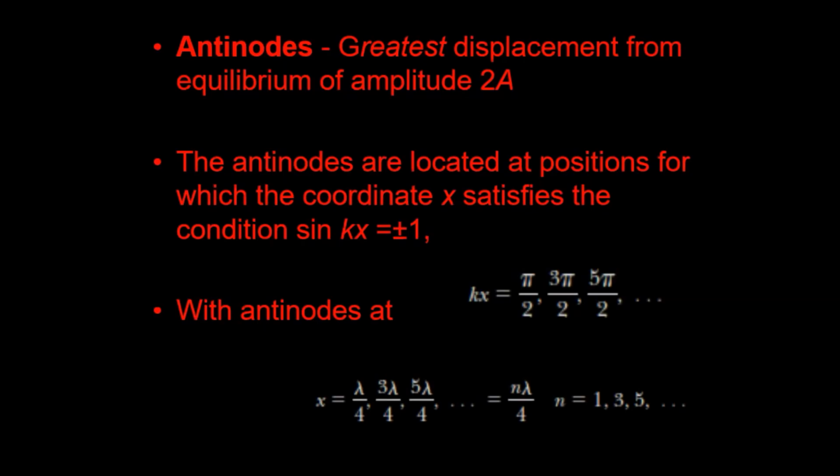The antinodes, these are the points of the greatest displacement from the equilibrium, here in the case of an amplitude of 2a. The antinodes are at positions for which the coordinate satisfies sine kx being plus or minus 1. So kx will be pi over 2, 3 pi over 2, 5 pi over 2. So the antinodes will be at lambda over 4, 3/4 lambda, 5 over 4 lambda, etc. 1, 3, 5, 7, etc.